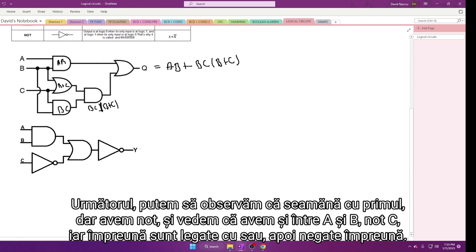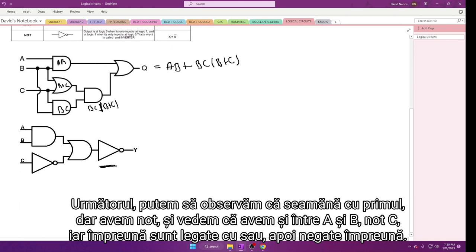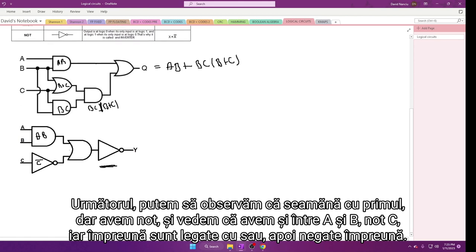Next one, you can see that it's pretty close to the first one, but we have this NOT gate right here. We see that we have an AND gate between A and B, so it's AB. C goes through a NOT gate, so it's NOT C. Those two go through an OR gate, so it's AB plus NOT C, and this is negated, so it will be NOT (AB plus NOT C).